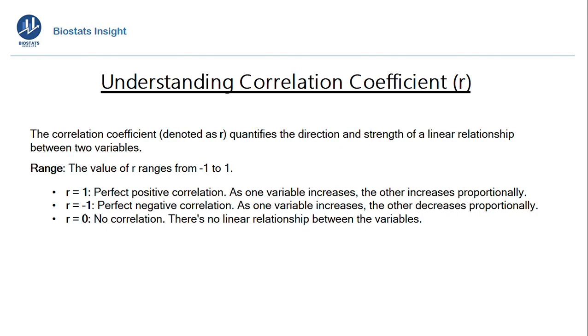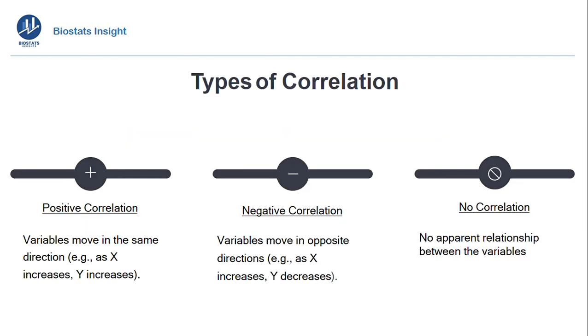Another one, R equal to -1. This is perfect negative correlation. As one variable increases, the other variable decreases. For example, if demand increases, the supply might decrease. Then R equal to 0 means there is no correlation. For example, there is no correlation between height and weight.